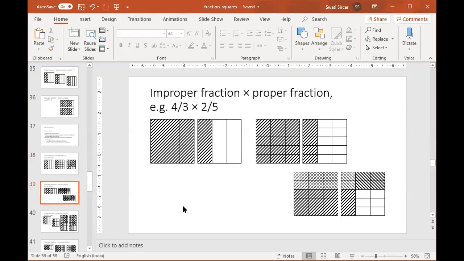This is an example of improper times proper. You can see that it has spilled over in one direction, but the basic process remains the same.